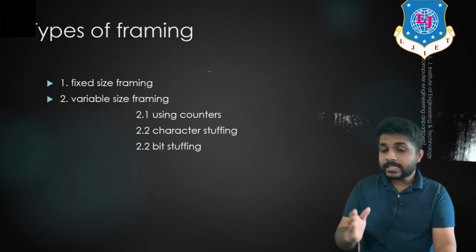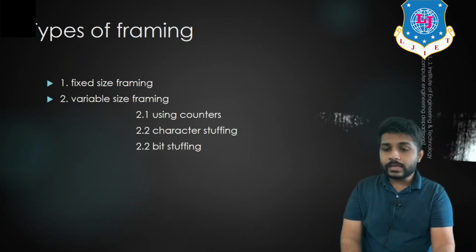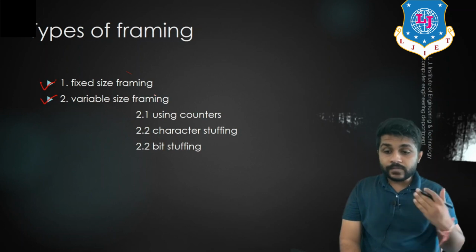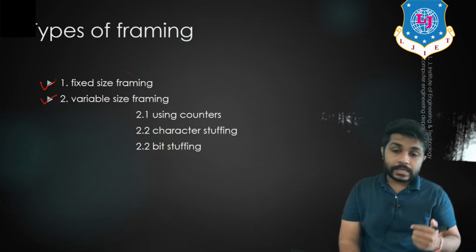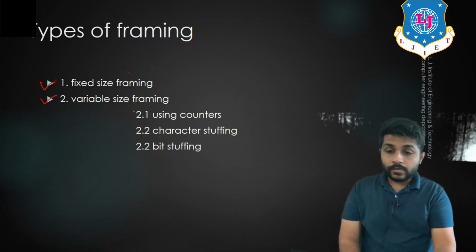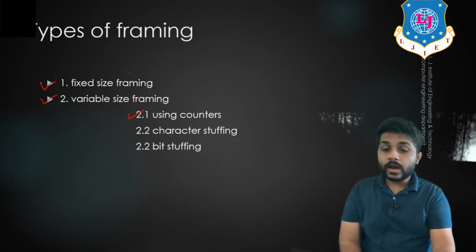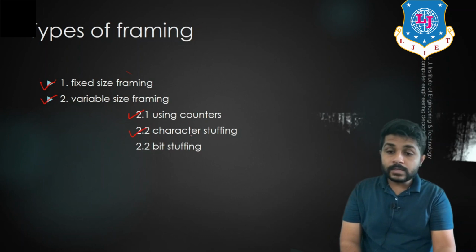Now let's see the types of framing. Generally, there are two types of framing. The first one is fixed size framing and the second one is variable size framing. The variable size framing is further divided into three categories. The first type of the variable size framing is using counters. The second one is using character stuffing, and the last one is bit stuffing.